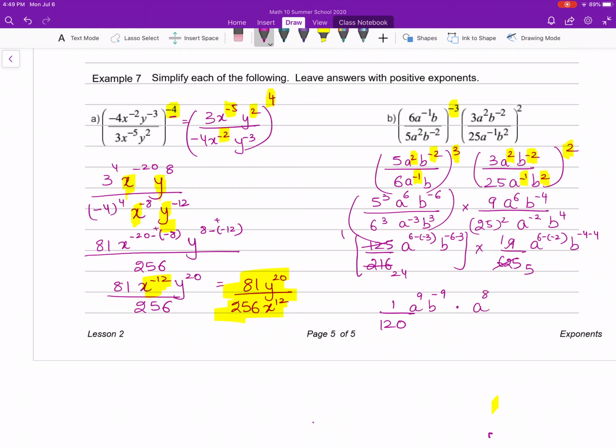These are same bases. So a to the 9 plus 8, 17, b to the minus 9 minus 8, minus 17. This is only the negative one. So we'll switch a to the power 17 over 120, b to the power 17. So that's it. I know they look a little bit difficult, but if you follow all the steps and all the laws, they are not so bad.